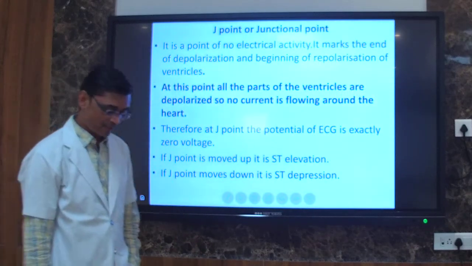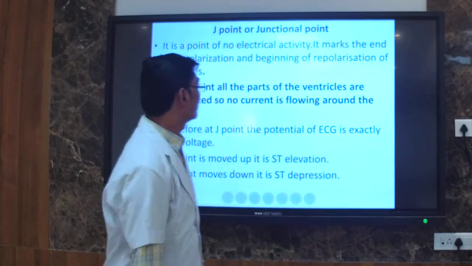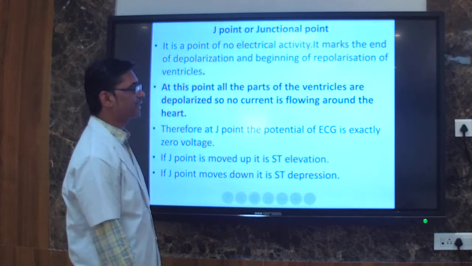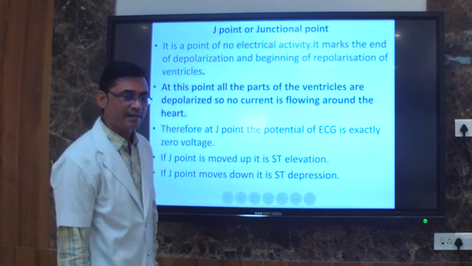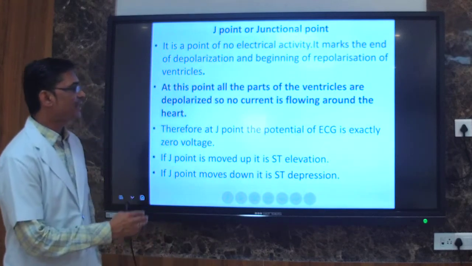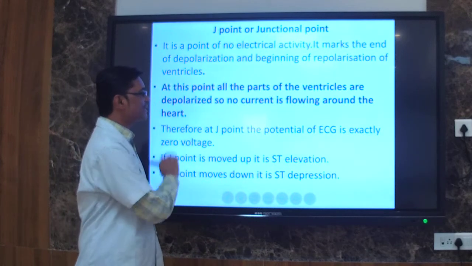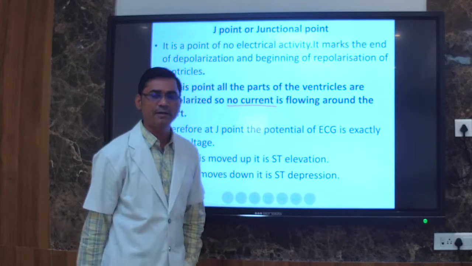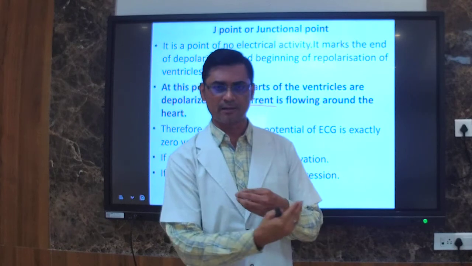Now coming to the J point, which is commonly called the junctional point. Now what is this J point? This is a very important point. It is a point of no electrical activity being recorded. It marks the end of depolarization of the ventricle and beginning of repolarization of the ventricle. At this point, all the parts of the ventricle are completely depolarized, so there is no current flowing around the heart.